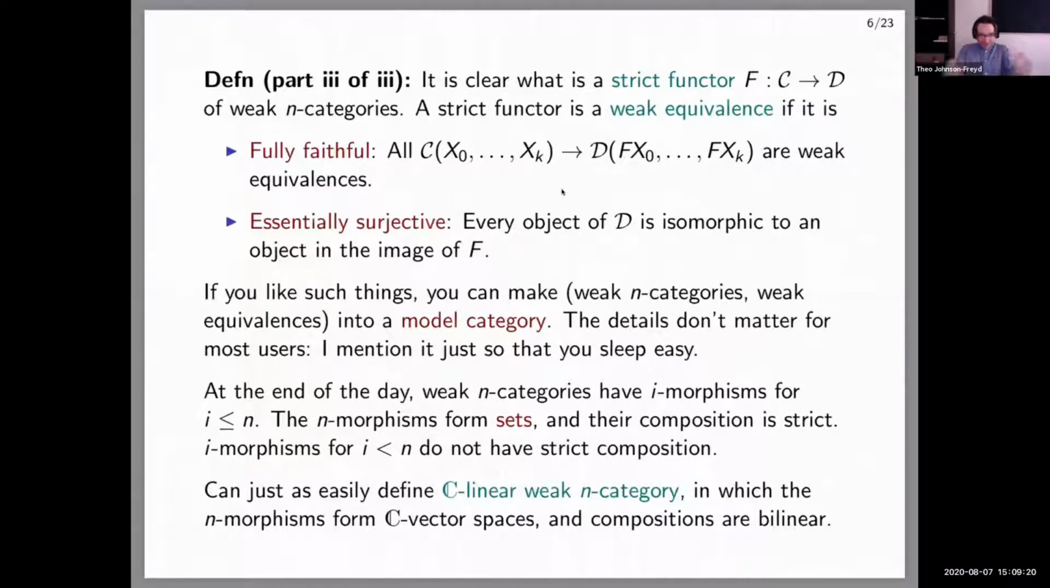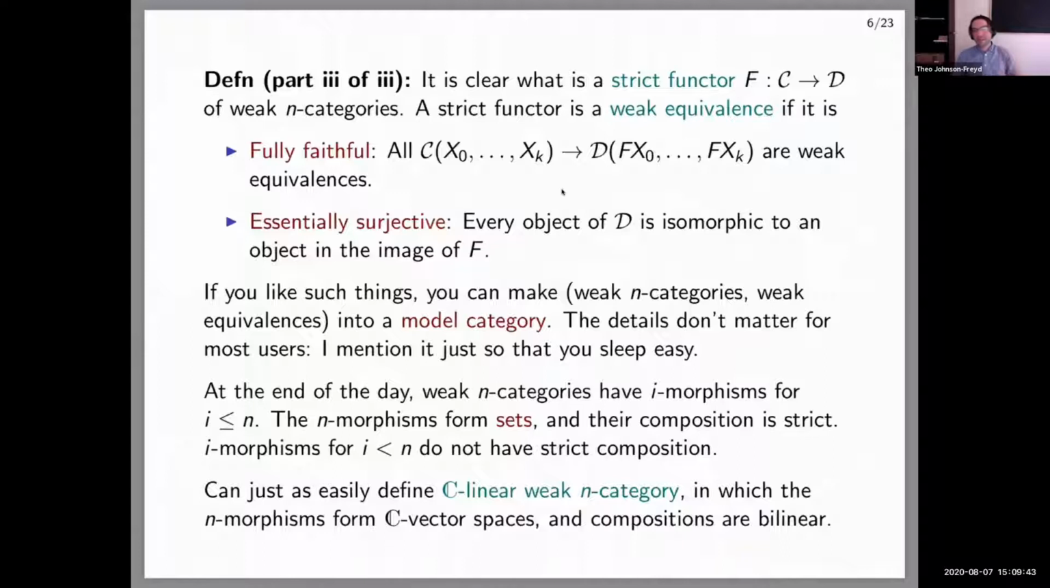Most people, some people care about n categories, and that's great. That's like the computer programmers of category theory. And the computer users of category theory just have to know that a weak n category is something with morphisms in dimensions 0 through n. The n morphisms form sets, and their composition is strict. And in all dimensions less than n, the compositions are not strict. They're strict up to higher coherence.